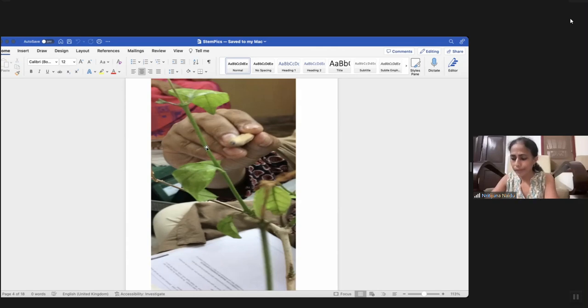So point to the internode. You see this distance from one node to the other? This is called the internode. It is the part of the stem that is between two nodes. This also comes from Latin, where inter means between and nodus means knot: between two knots. Internode.